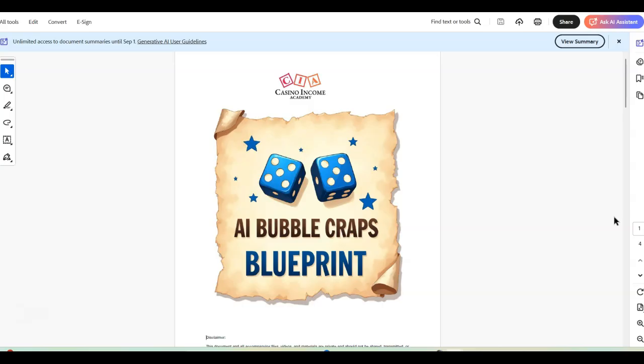So there are multiple PDFs, there are spreadsheets. We have gone overboard with this module. It is insane. I wish somebody gave me this years ago, let me tell you. So what I'm going to do today is get into the math. We're still going to hold off on what's exactly in the Bubble Craps Blueprint, and we're going to deal with what I think is the most important.